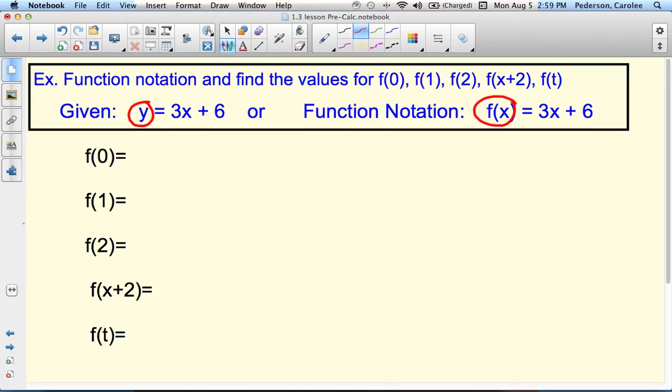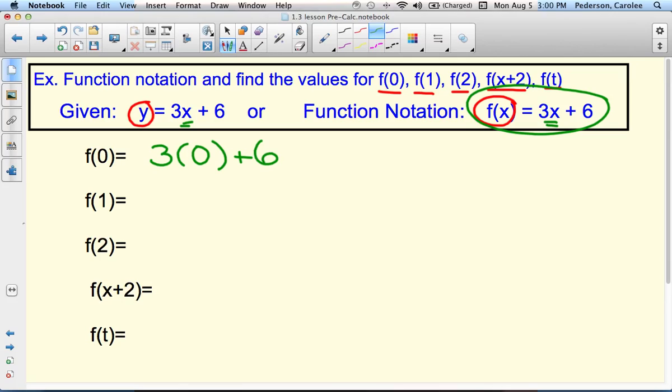And what we want to do is evaluate it for f of 0, f of 1, f of 2, f of x plus 2, which is an expression, and then f of t, which is a distinct variable. So we're going to substitute in for x right here. I prefer you to use f of x notation. So first example, f of 0. We replace the x with 0, and then we simplify it.